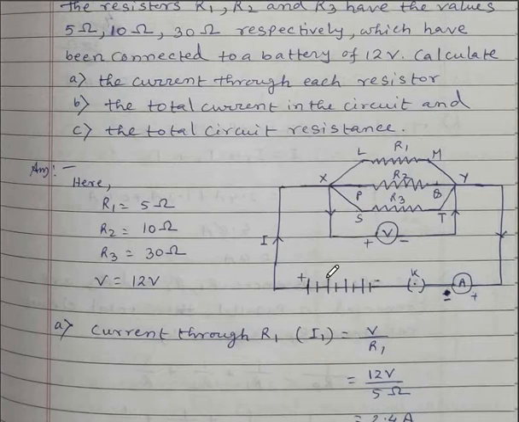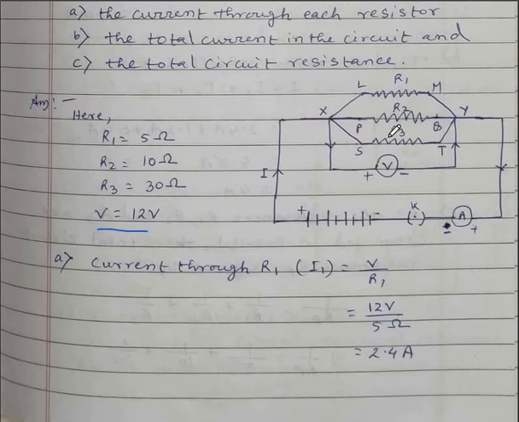To start this answer, first you can write the given data. Here R1 is 5 ohm, R2 is 10 ohm, R3 is 30 ohm. Total voltage is given as 12 volt in the question. So V is equal to 12 volt. This V is the symbol for potential difference, voltage, and in 12 volt, this V is for volt as a unit.